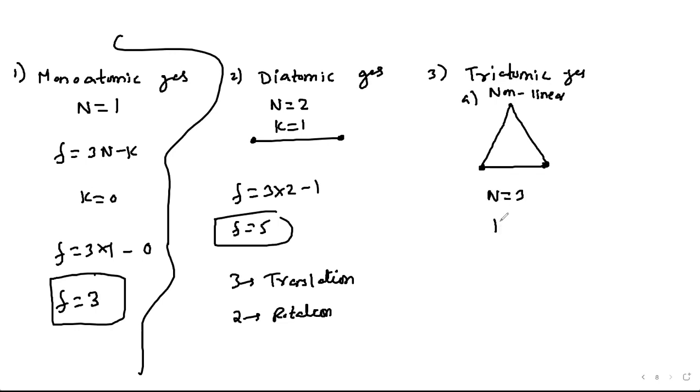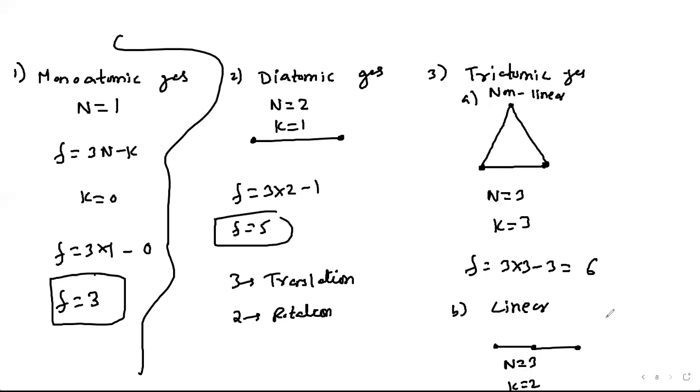This is a non-linear molecule. n is 3. How many constraints are there here? 3 constraints, 3 relations between the atoms. So your k is equal to 3. When you calculate the degree of freedom here, it comes out to be 3 into 3 minus 3, 9 minus 3, is 6. Similarly, if you have a linear molecule, this is 1, this is another, this is third. Your n is equal to 3, your constraints is 2, so 3 into 3 minus 2, your degree of freedom is 7.